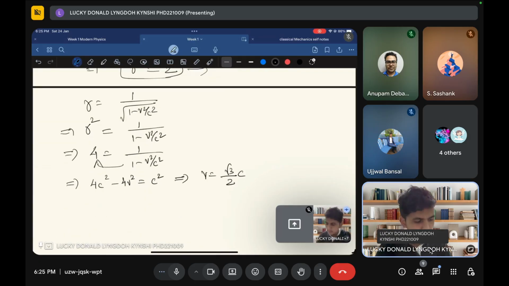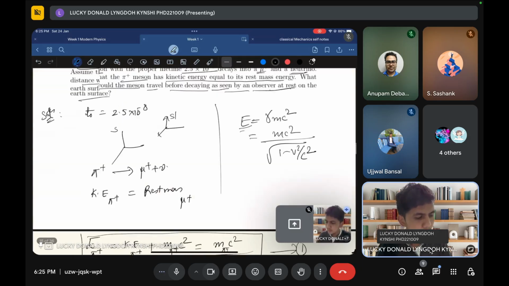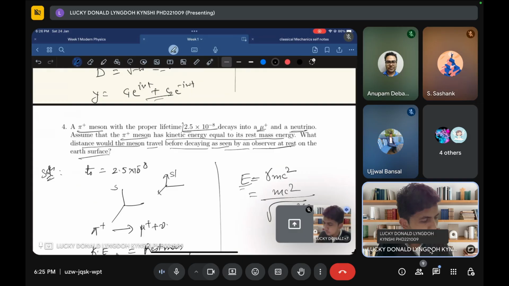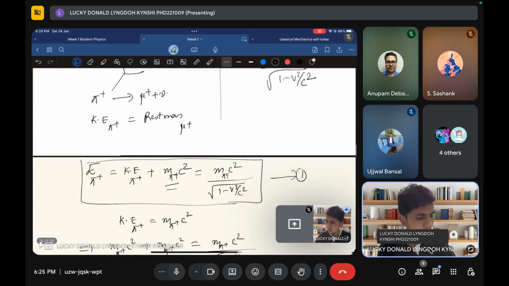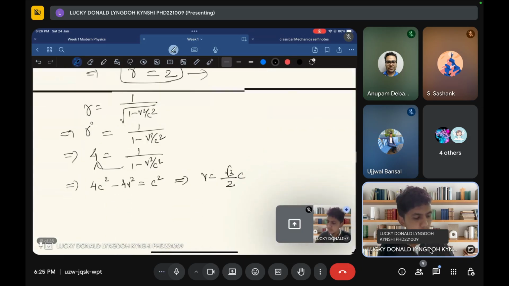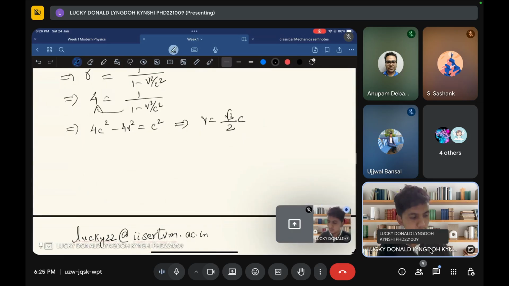Now there are two things here. It is given in terms of the proper time, 2.5 times 10 to the power minus 8, that is in the frame of reference of the pion. But what you measure is not the proper time, because the pion is also moving. So you have to find the time which you measure, not the proper time.